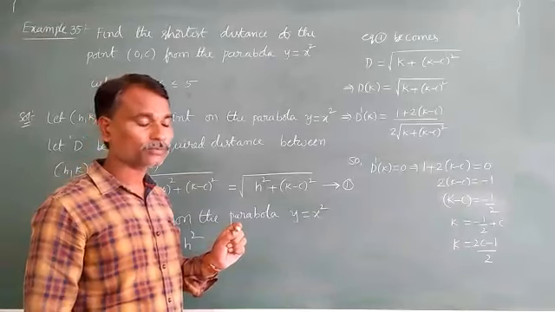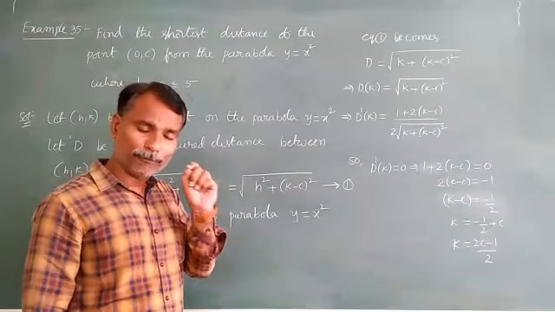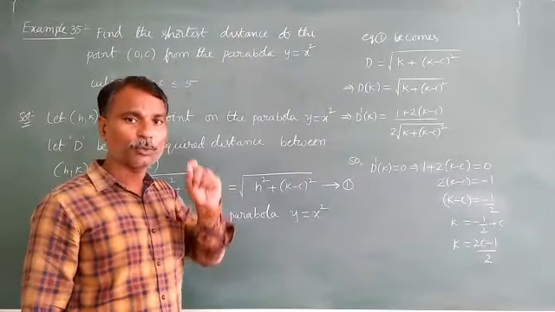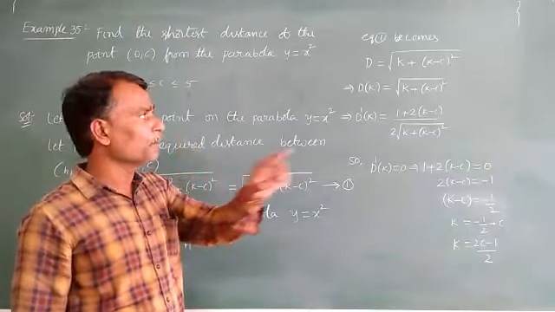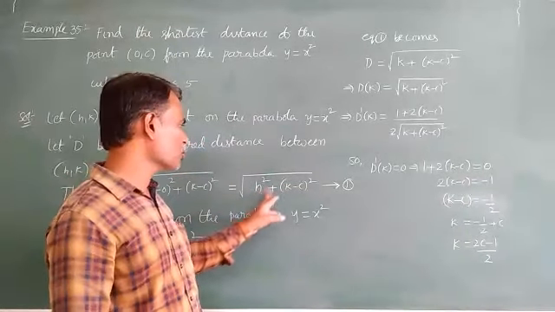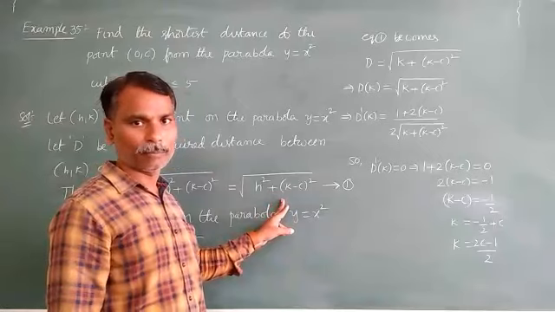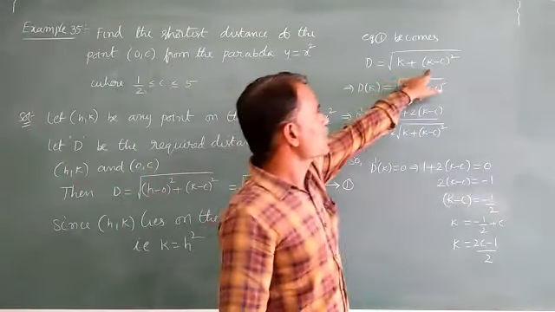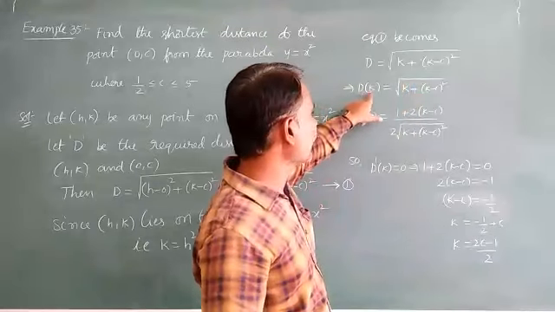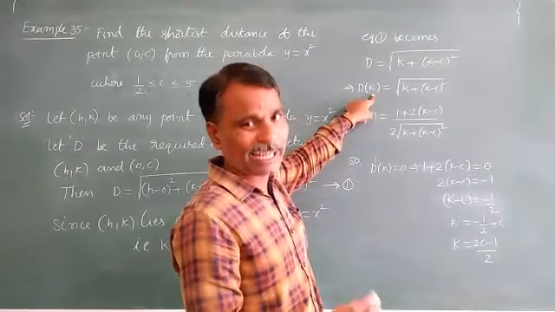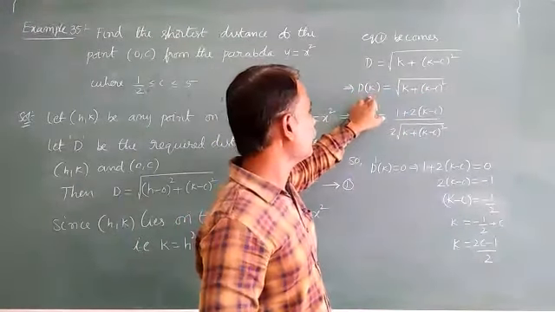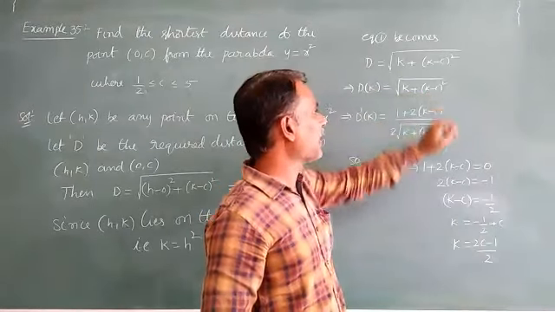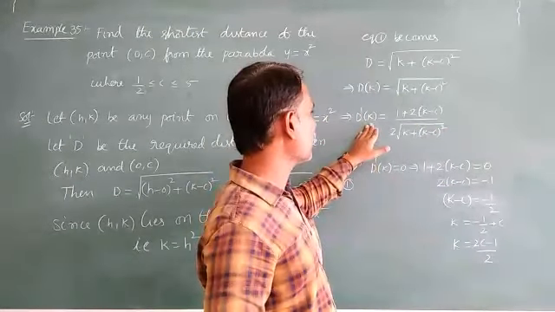To differentiate a formula, we should make it into one variable. But in this formula, two variables are there, h and k. By taking this condition, we are making it a single-letter variable. That's why d of k is now a function like f of k: f of k equals square root of k plus (k minus c) whole square, and we go for the differentiation.